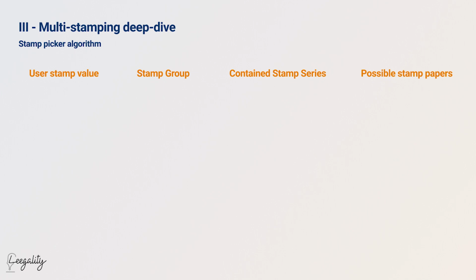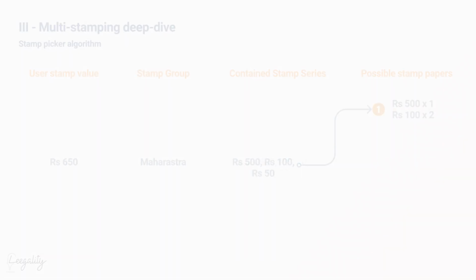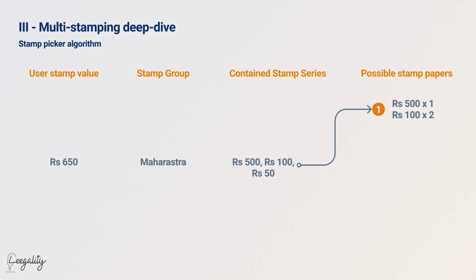So let's take an example. You want to attach stamp papers of rupees 650, and you have selected a stamp group of Maharashtra which has stamp series of rupees 500, 100 and 50 in it. So the first combination is one paper of 500 and two papers of 100. This is not optimal because the total will come to about 700, which results in a waste of 550 rupees.